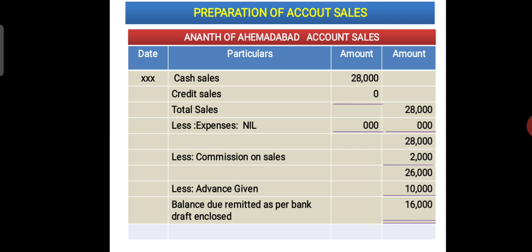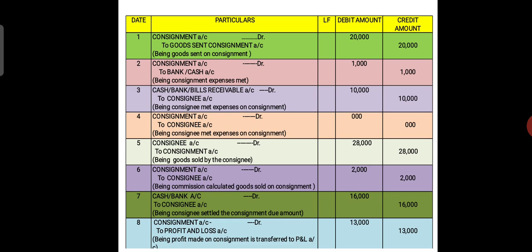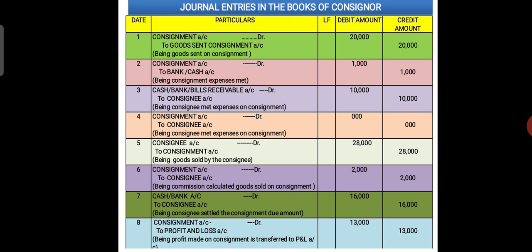Okay, so after completion of preparation of account sales, now we are going to write the journal entries in the books of consignor. See students, here in the books of consignor we are going to write the journal entries. Who is the consignor? Salim of Secunderabad. On the top of the journal, we write journal entries in the books of Salim of Secunderabad, in brackets consignor.